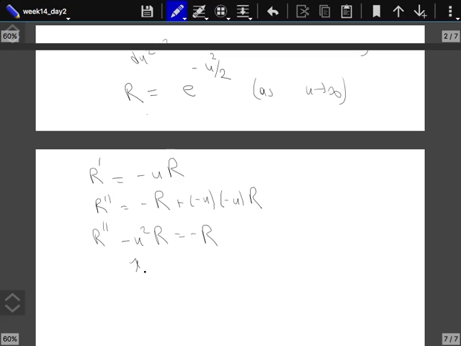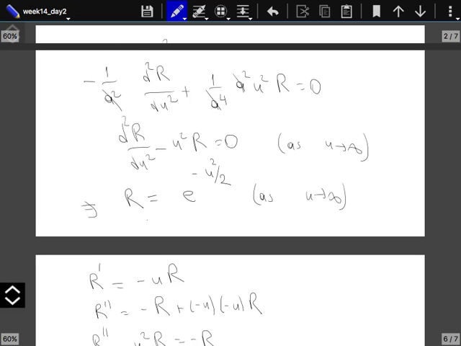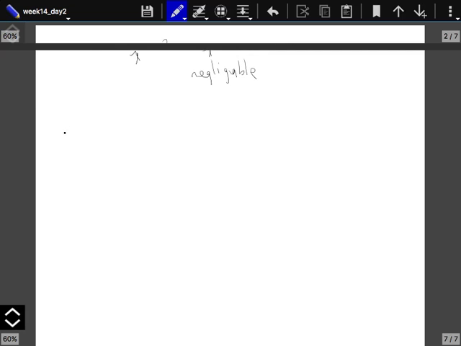But since I'm considering the limit that u goes to infinity, this is negligible. So this basically tells me that this is the asymptotic form of my wave function as r goes to infinity. And now I know how my solution looks.